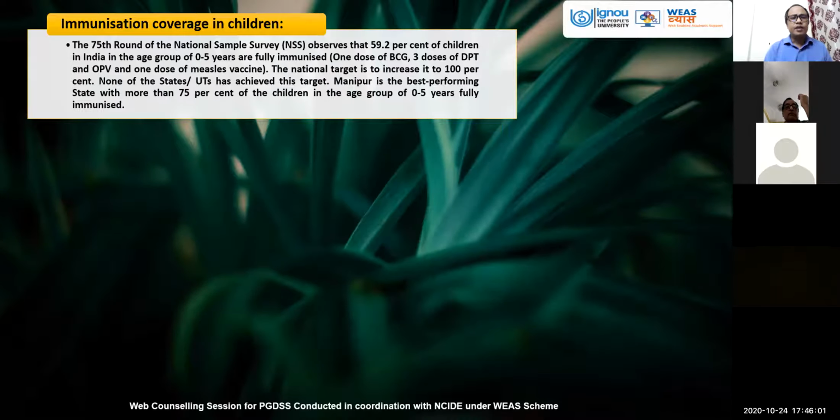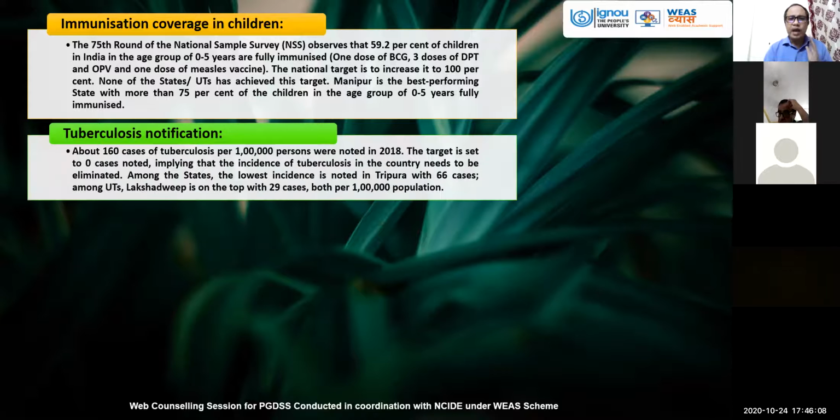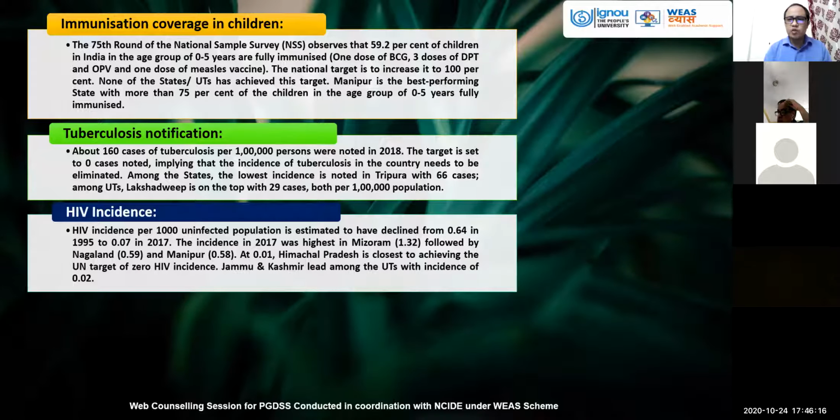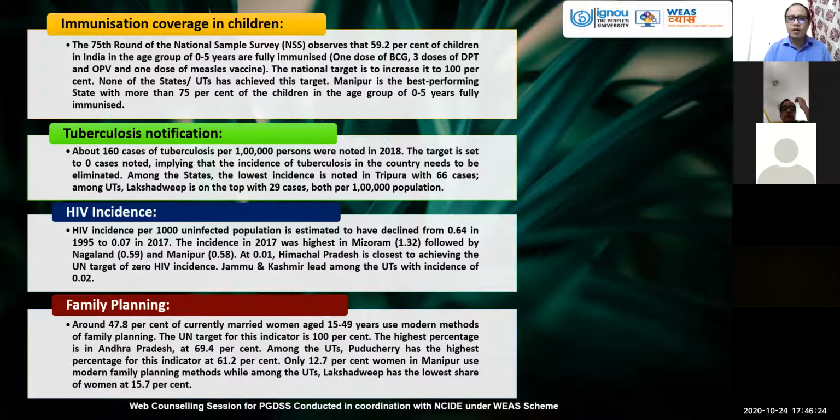So these are some of the progress so far made. We are able to at least control tuberculosis. HIV incidence also we are able to achieve under the National AIDS Control Society program. Then family planning also, we are achieving a lot.